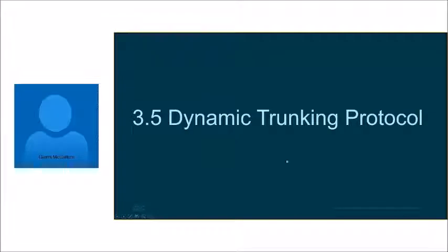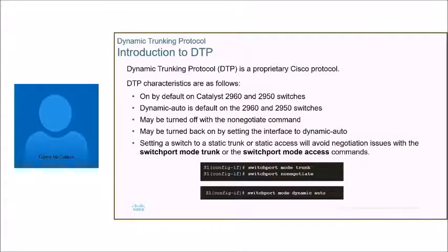Okay, now dynamic trunking. Of course, we've set up trunk ports with switchport mode trunk. That's great. That's manual, and it's actually the more secure way to do it. But switch ports can actually negotiate. If there's a cable running from switch to switch, they can negotiate whether they set up a trunk port or not, using Dynamic Trunking Protocol, or DTP. It's on by default on Catalyst 2960s and 3560s. Dynamic auto is the default for those switches. It may be turned off with the nonegotiate command, and turned back on by setting the interface to dynamic auto.